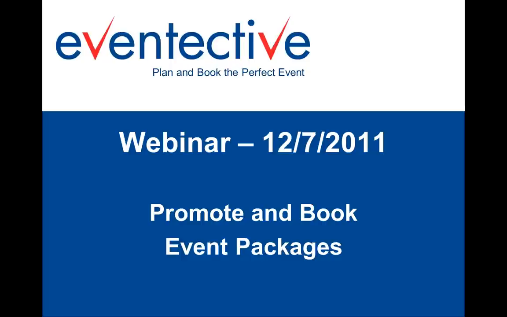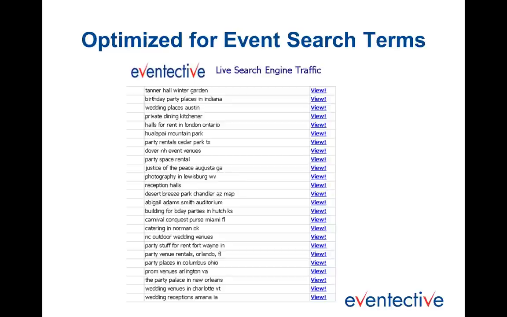First thing I want to do is just a quick intro to how it is we get traffic and what that traffic looks like when it comes to people searching the internet and doing event planning using Eventective. This first slide is a sampling, an exact sampling actually, of a set of the traffic that we receive from search engines.